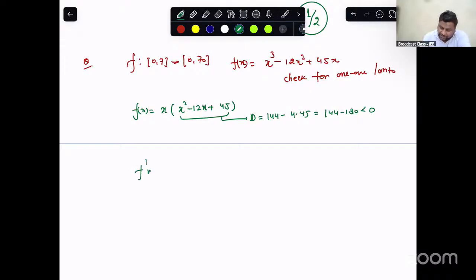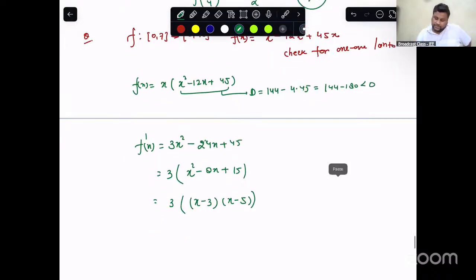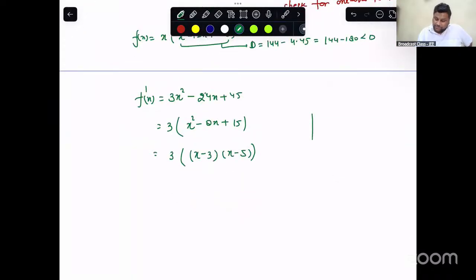Now, if I differentiate it, f dash x comes out to be 3x square minus 24x plus 45. Let's take 3 common. So it is x square minus 8x plus 15. Am I correct? That is thrice of (x minus 3) into (x minus 5). Correct? So now I understood the entire case.